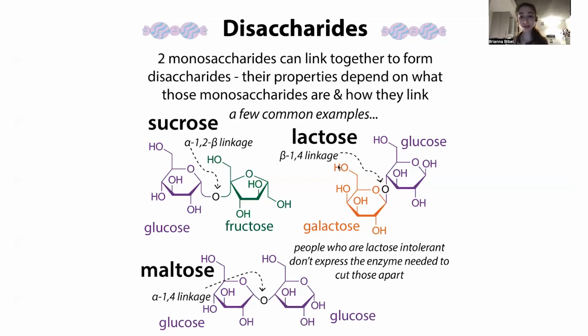Another example is lactose. Here you have a glucose and a galactose attached through this beta 1,4 linkage. People who are lactose intolerant don't express an enzyme, a reaction helper, that is needed to actually cut these apart. Another example is maltose, and here you have two glucoses attached in this alpha 1,4 linkage.